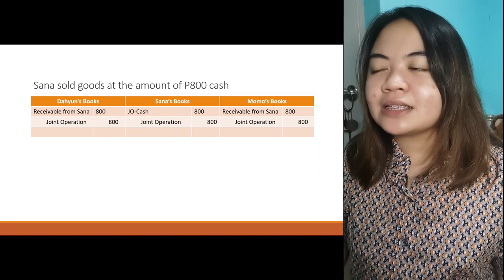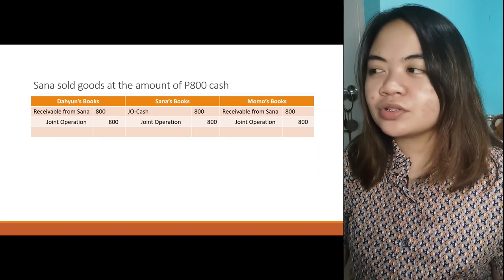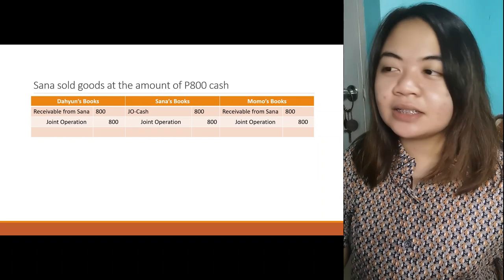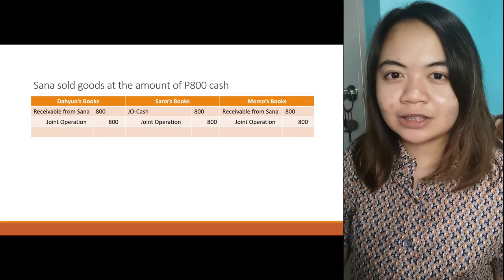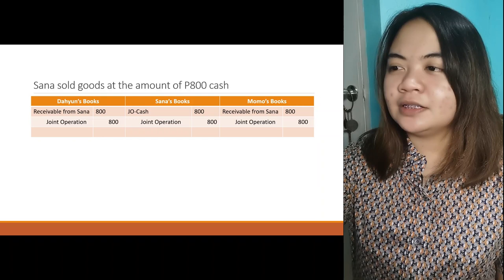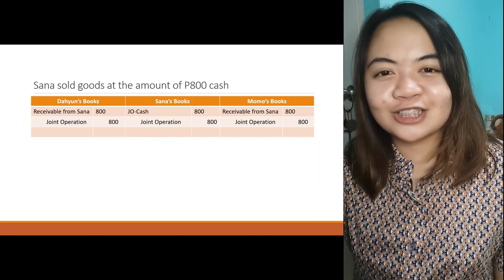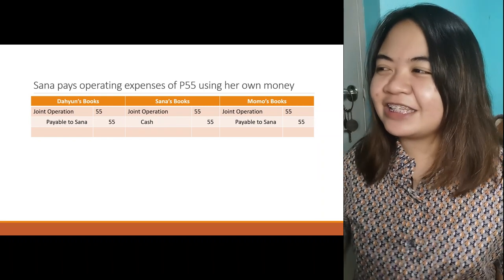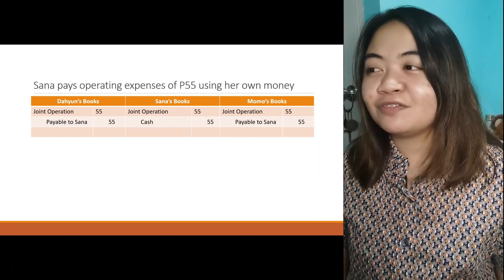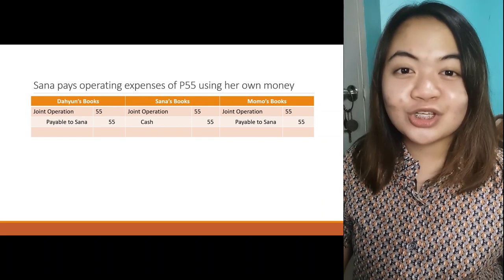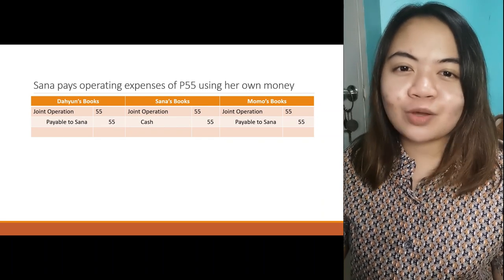Okay? Next, we have kay Momo's books. The same with Dayon's books. Receivable from Sana, 800. And then credit joint operation, 800. Okay? Next. Parang weird. Yeah. This is accounting for joint arrangements. Okay? Then, Sana pays operating expenses of 55 using her own money. Okay, naka-indicate naman eh, using her own money, not the joint operation's money.